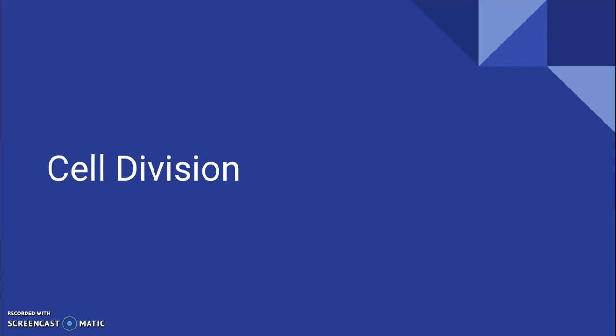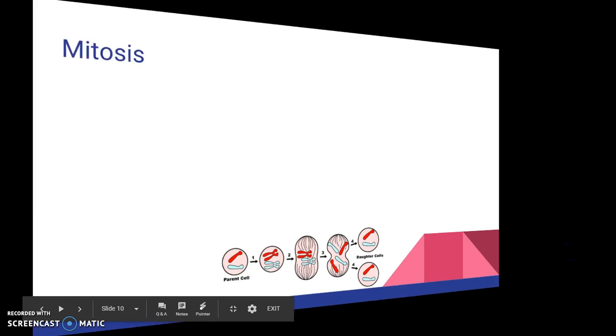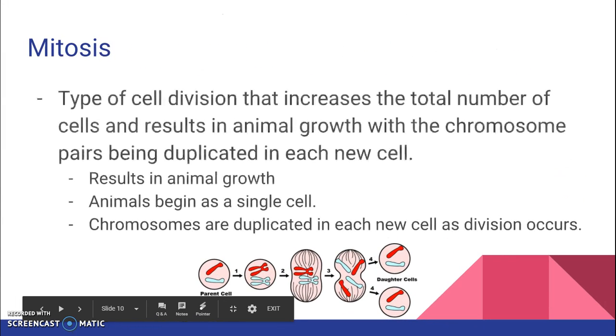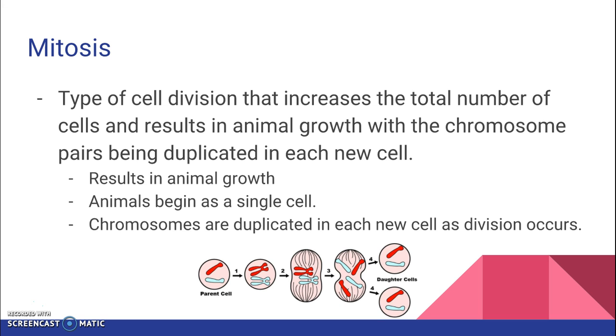So now that we know a little bit about the different parts of the cell and why the cell is important to the body, I want to talk about cell division for just a minute. There's really two main types of cell division. The first one we're going to talk about is mitosis, and this is the type of cell division that increases the total number of cells. This is how animals grow.